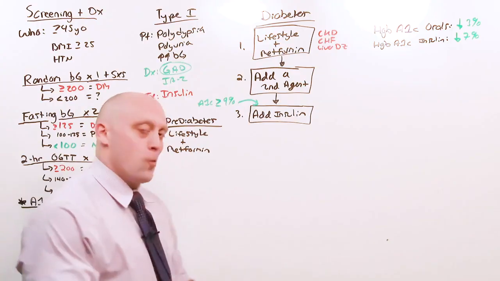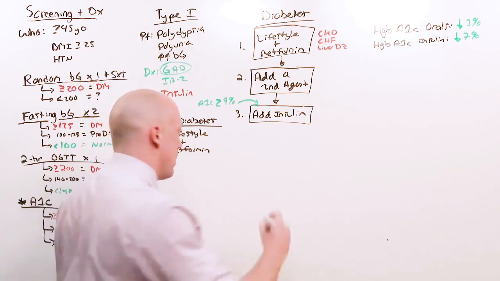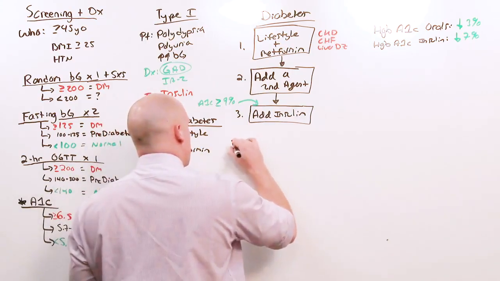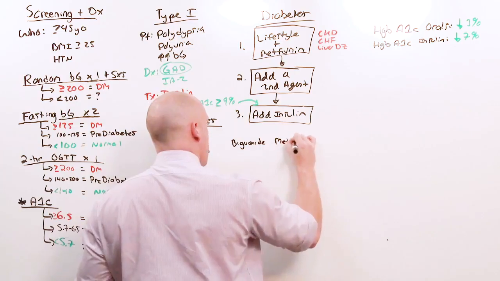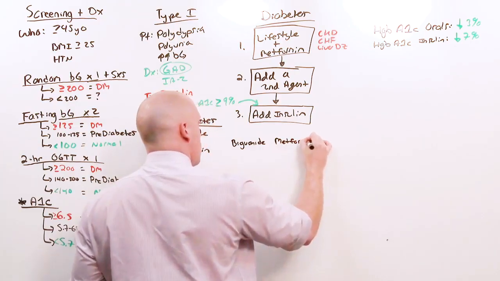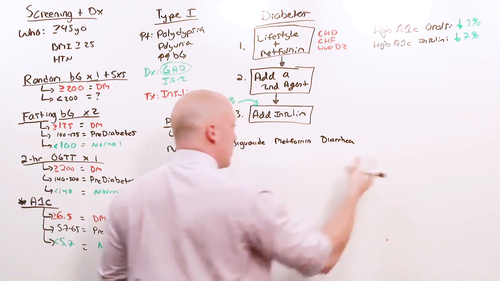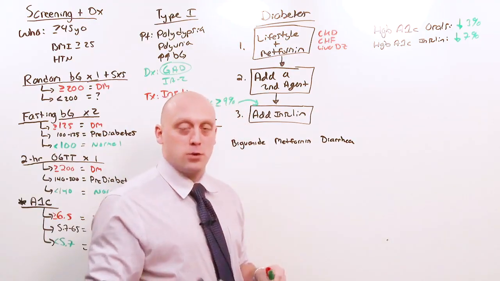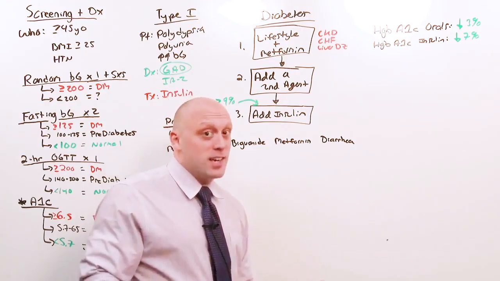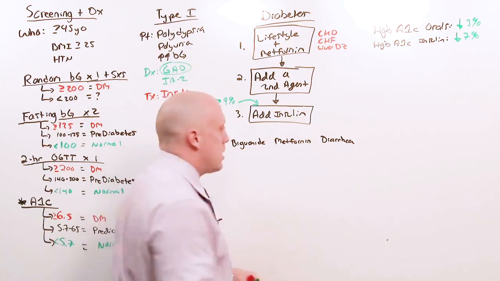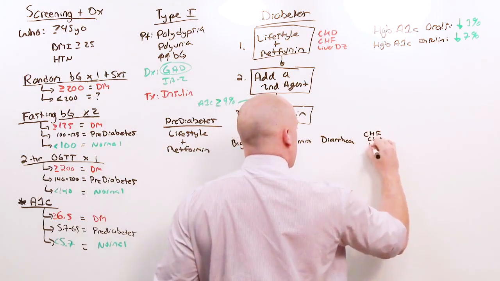Add a second agent. What are the agents? What are the classes? And how do you pick? All right. So we've got biguanides. That's metformin. Its side effect is diarrhea. And generally, if you can get through the diarrhea, it goes away, right? So you start them off at 500 milligrams twice a day. They get a little bit of diarrhea, then it goes away. They come back, you increase the dose, they get diarrhea again, and then the diarrhea goes away. And you have to be careful with metformin in the setting of CHF and CKD because of lactic acidosis.